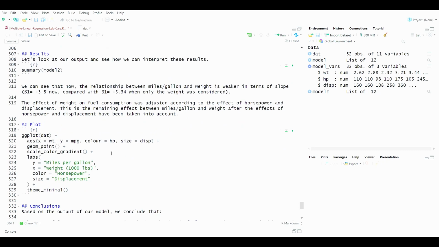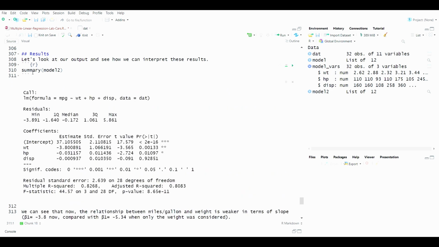Scrolling down, we can now start to look at the results. To look at our output and interpret our results, run this command, summary on model 2. Boom. Now we get an output that looks kind of familiar because it's not that different from our simple linear regression. We start with the call. This is the formula we ran, miles per gallon as a function of weight, horsepower, displacement on the data. And again, we get the residuals, and we can see that our residuals are roughly symmetrical, -3.5 to 8.8. The median is pretty close to 0, which it should be, so great.